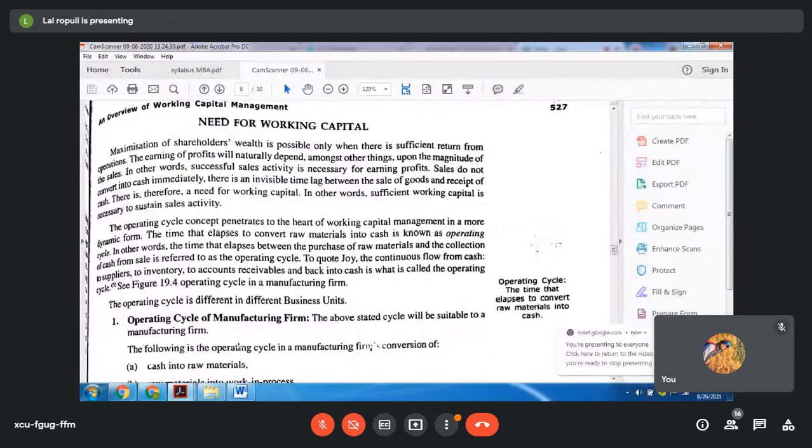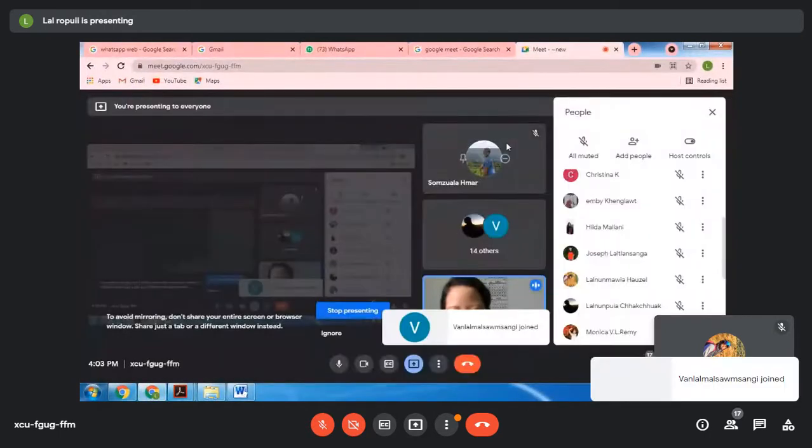Therefore, the earnings of profits naturally depend upon the magnitude of sales, the number of sales that you can make. So successful sales activity is very required for earning profits. But of course sales is required, but sales do not convert into cash immediately. You have to know that sales do not convert into cash immediately. There is some cycle involved.